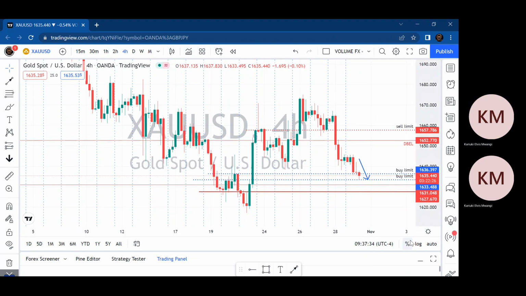So that is where the price is. Right now, the price is at 1635.44. It keeps on changing, but I have a limit at 1633.48. What do I expect price to do? Whenever price comes to 1633.48, it will activate, because it will now be the current active price.